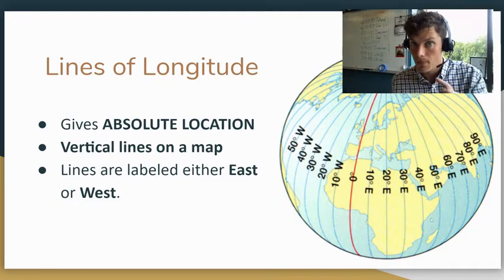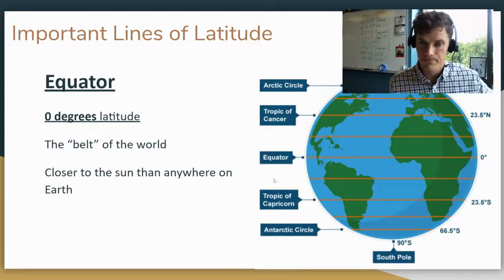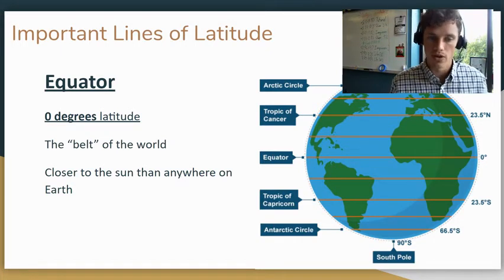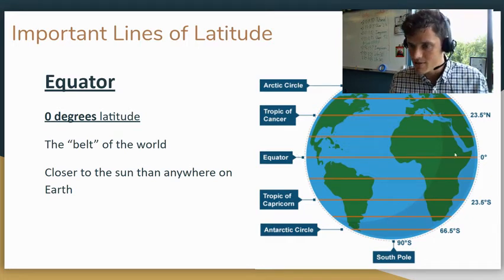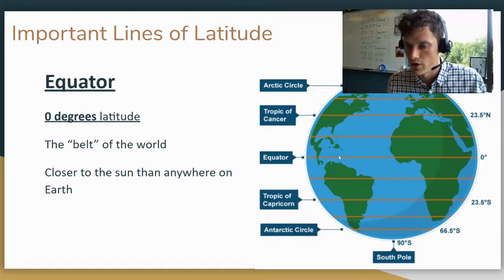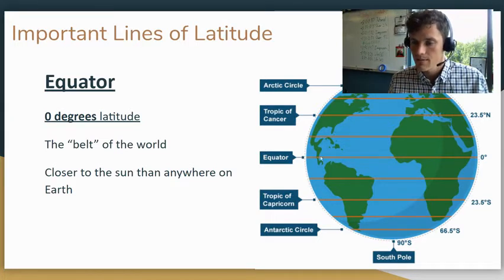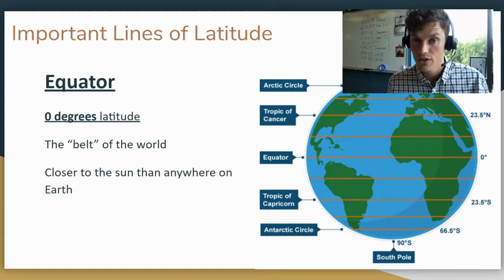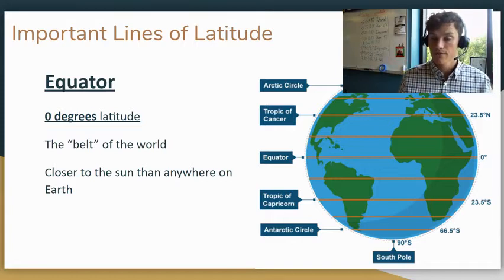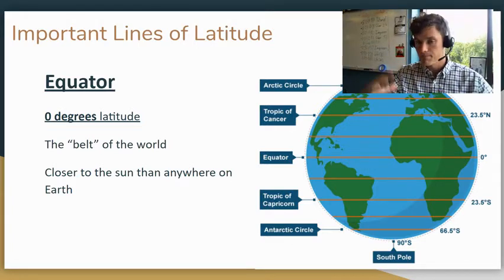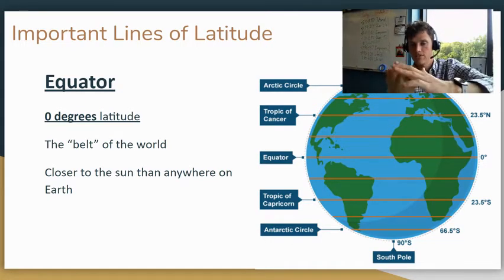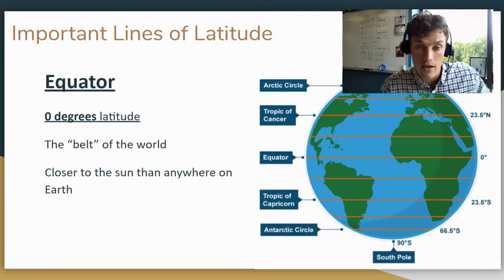Let's talk about some important ones real quick. Big one with latitude is the equator. It is that middle line right there. Think of it as the belt of the world. And this equator is going to be the hottest places on Earth, anywhere on this line, because anywhere on this line is going to be the closest point on Earth to the sun. So the Earth, if you can think of it as a ball, here's the sun. The equator is that middle part. Every part around it is farther away from the sun.